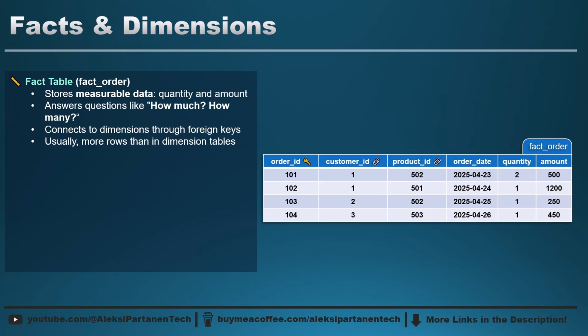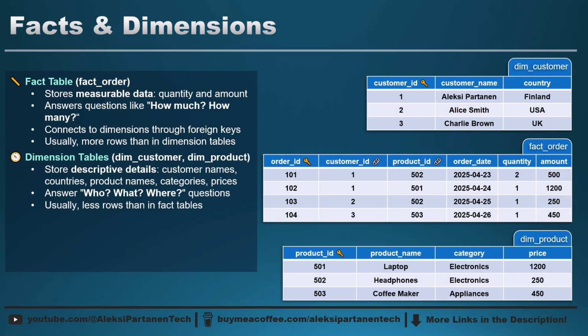The fact table is usually the central table in a data model. Then we have to use foreign keys to link the fact table to dimension tables. Also, it is good to note that typically fact tables tend to be way larger than dimension tables due to their nature. Dimension tables store descriptive data, meaning the context for facts.